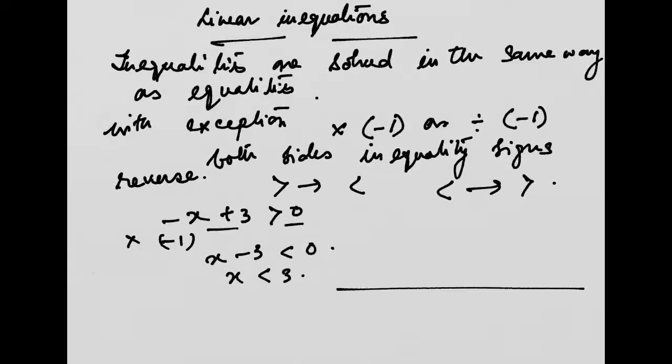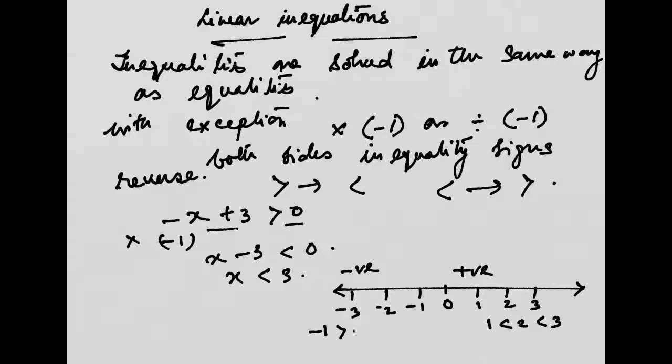Take this number line. This is 0, the right hand side is the positive side with more positive numbers, and the left hand side is negative numbers. So 1, 2, 3 here, and -1, -2, -3 here. Now see, 1 is less than 2 less than 3 this way, but here -1 is greater than -2 greater than -3.